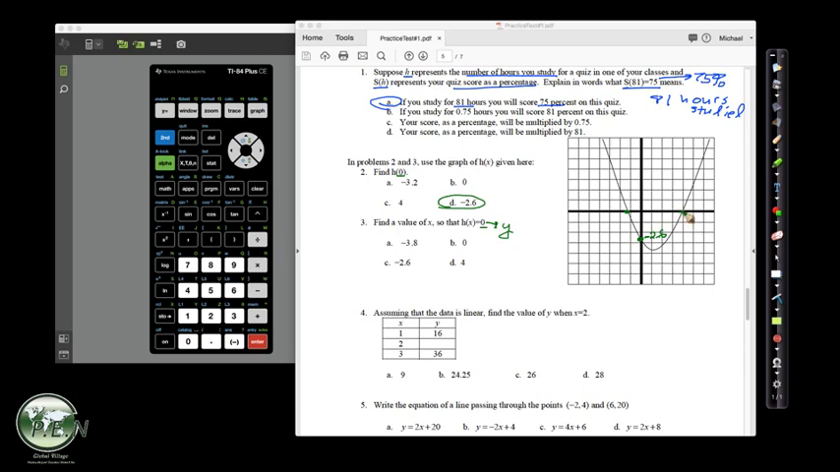It's not quite there. So then we look at our choices. Do we have a negative 1 point something? We don't, but we do have a 4. So that's the one we're going to choose. That's the best, closest answer.